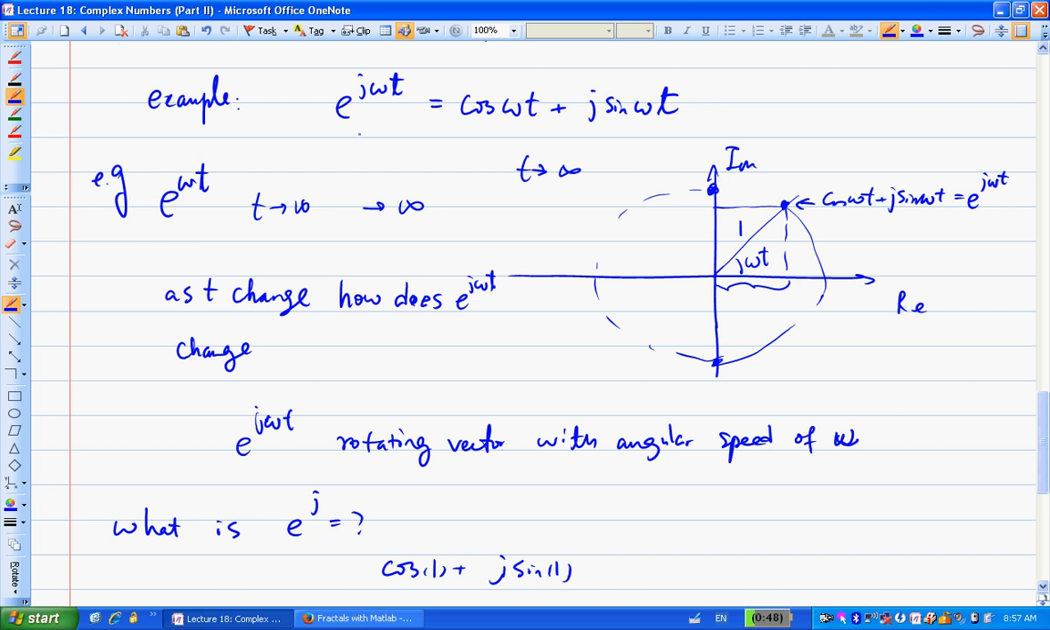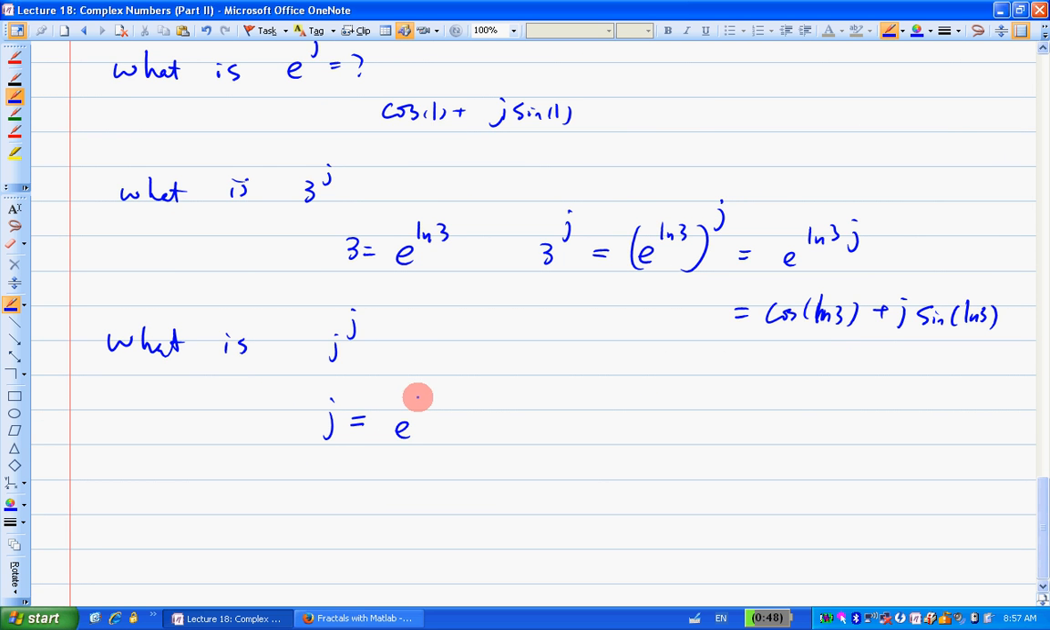e to the power of j what? When you're here, what's the value of omega t? Pi over 2. That's right. So from here to here, that's omega t. So that's pi over 2. So that means this j is e to the power of j pi over 2. Any questions here? Yeah. What's your question?